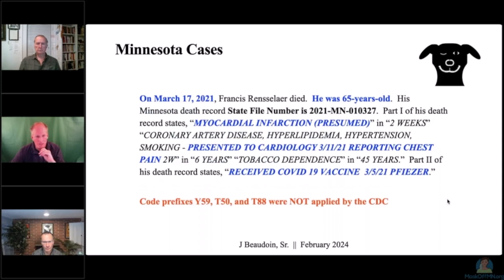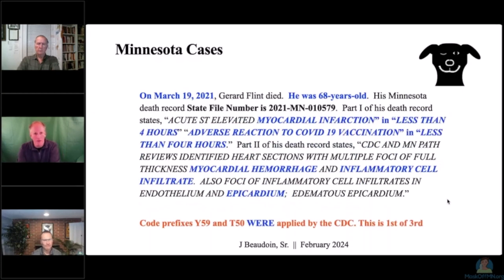Another one in March, these are all Minnesotans, by the way, a 65-year-old man, heart attack presumed in 2 weeks, presented to cardiology reporting chest pain, received the COVID vaccine on March 5th. Huh. All right. Well, he went to cardiology on the 11th. That's only 6 days. He was dead on the 17th. That's another 6 days. That's 12 days total, but the time to onset of symptoms was pretty quick, and it's a presumed heart attack. I'd say that's pretty causal or should be considered. It should be on the death certificate. It's not coded. March, 68-year-old, Minnesota.